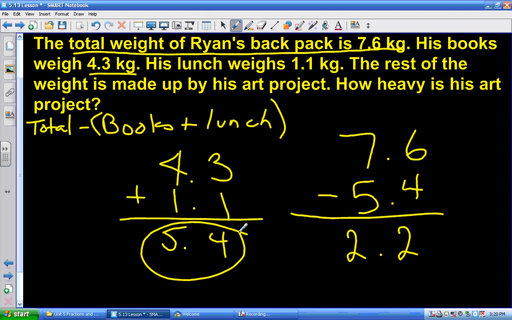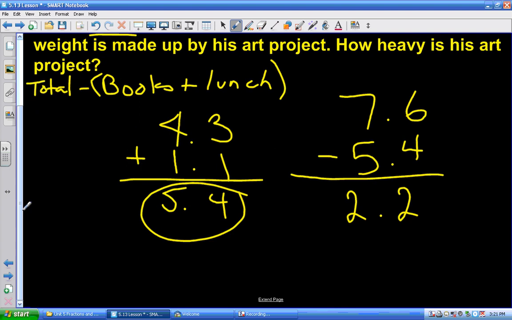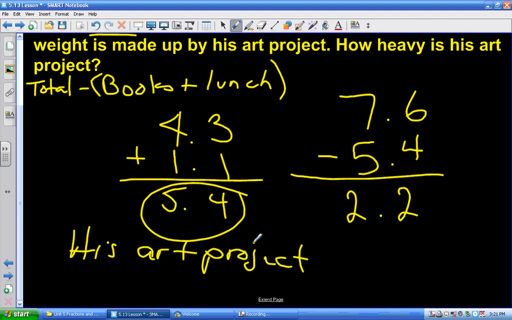Do you want to ask a friend? Yes. All right, Cole, ask a friend. What about his art project? It's how much it weighs. There we go. It says here, his art project. His art project weighs 2.2 what? Kilograms. You have to have the unit in there. Kilograms. All right. Good. Yes. If you look at the last one, it's 4.6 grams. Yeah, interesting, isn't it?